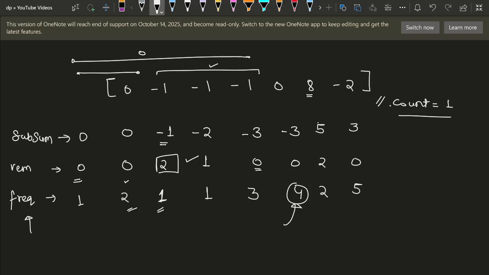Once we are done iterating this array, the answer is going to be stored in our count variable, and we are going to return this count variable. So let's try and code this solution up.